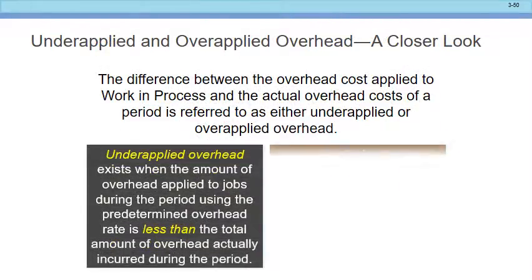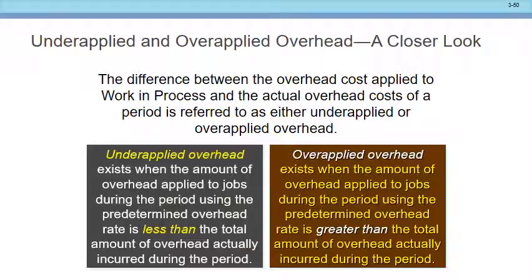Okay, guys, let's go ahead and get started back as we now start to wrap up our discussion for Chapter 3. I mean 2. Okay, so let's go ahead and wrap up Chapter 2 here. And we have on this slide this notion of over versus under applied overhead.